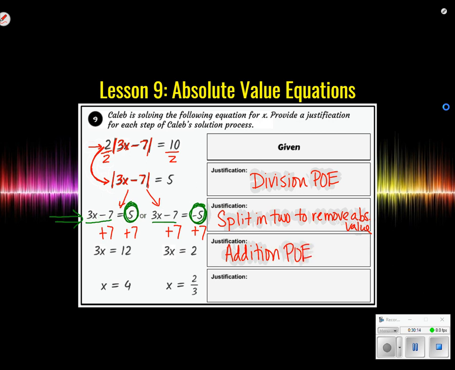In the way that we did it, we had to distribute, and we had to do some different things for each equation. So that's the reason why they're doing it here. For the next step, looks like we're going to divide by 3 for both of them to get x by itself, so that would be the division property of equality.